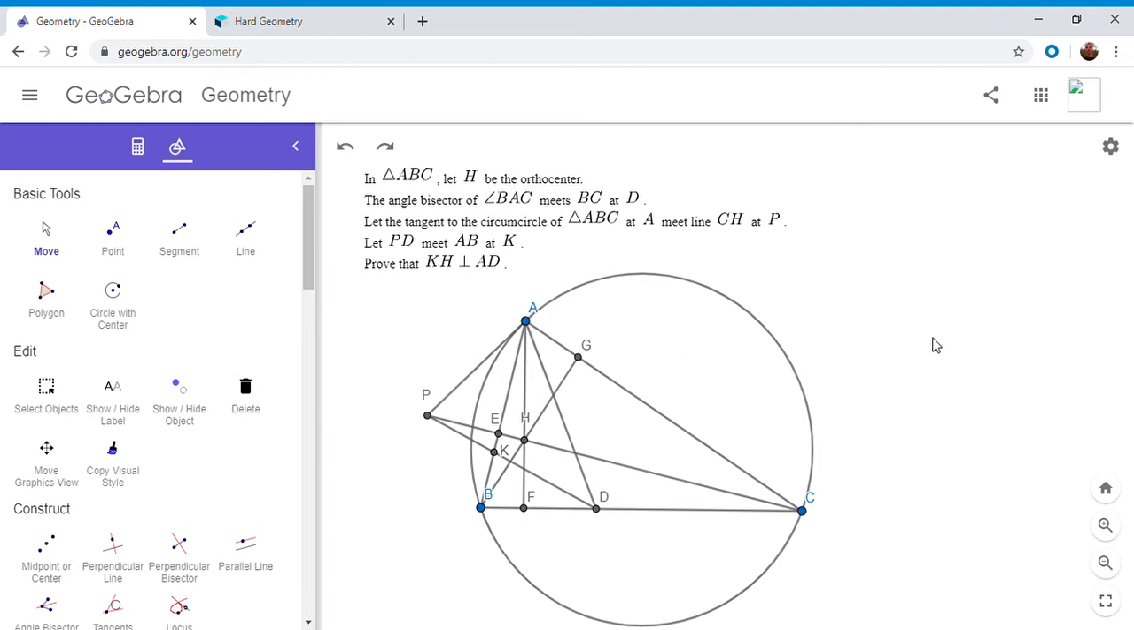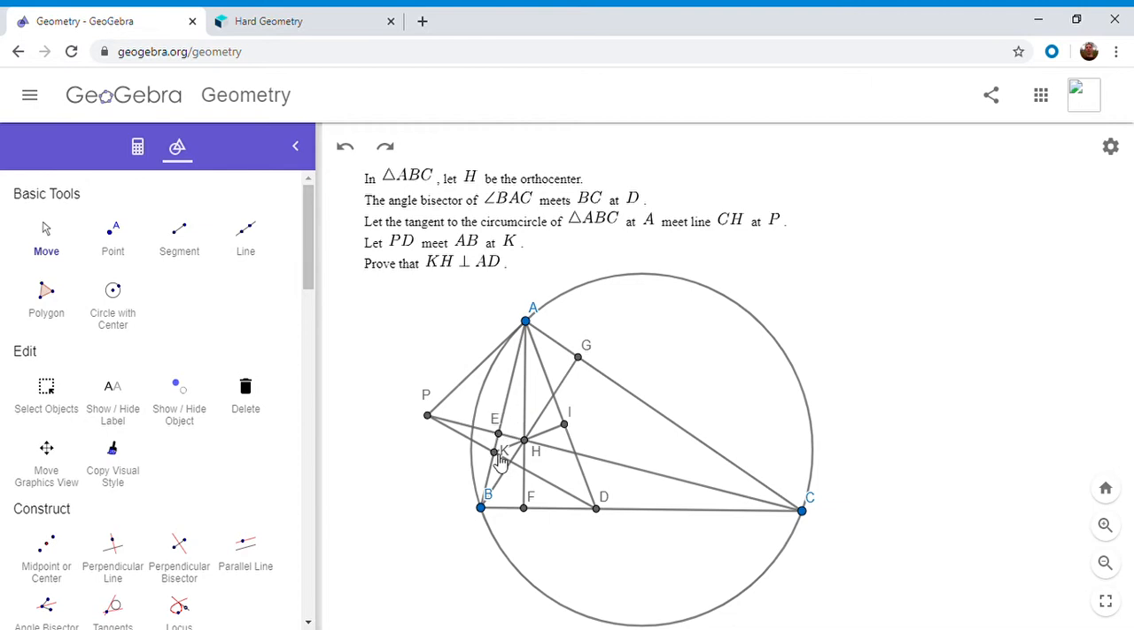Okay, so how do we start off? Here's my strategy. First I'm going to let KH meet the angle bisector at point I. Basically we want to show that angle AIK is 90 degrees, but that would be the same as showing that AIHE is a cyclic quadrilateral, because angle AEH is 90. So if we knew angle AIH is 90, that would mean that quadrilateral is cyclic.